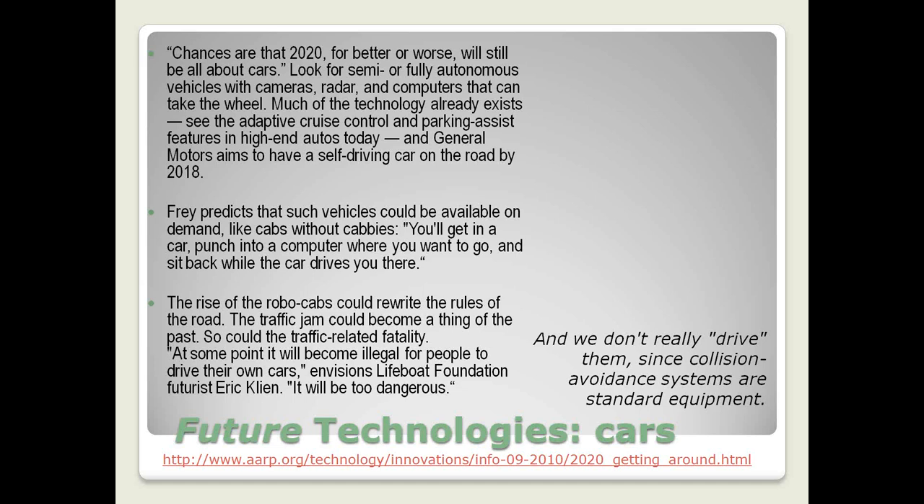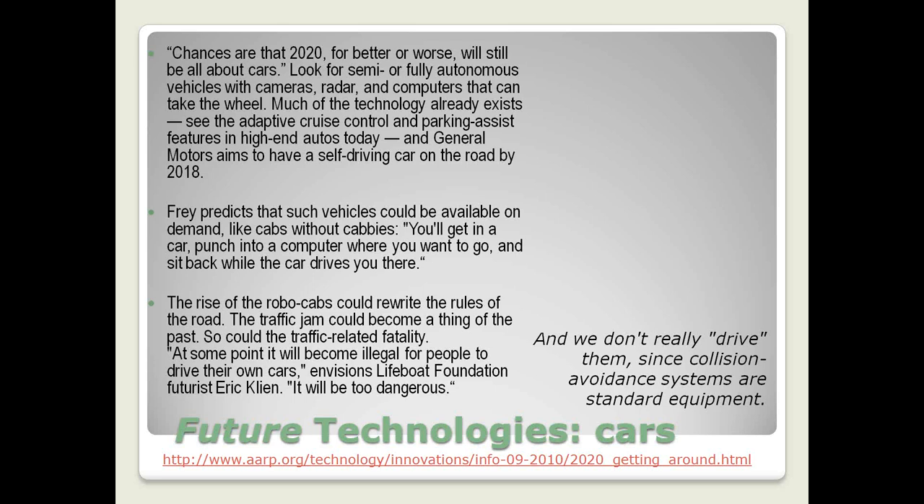Something else coming down the road are cars, semi or fully autonomous vehicles with cameras, radar, and computers that take the wheel. Apparently, high-end cars already have some of these features. And maybe they're going to be available like cabs without cabbies. You get in the car, punch into a computer where you want to go, and sit back while the car drives you there. Of course, we don't really drive because collision avoidance systems are standard equipment.